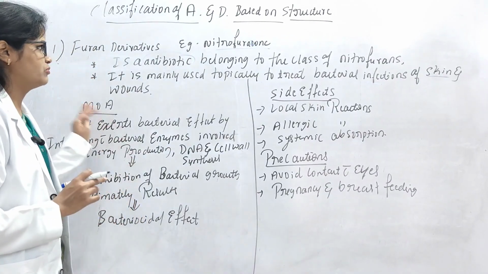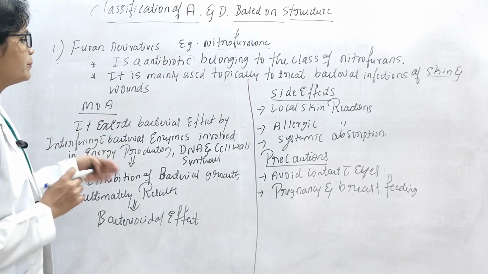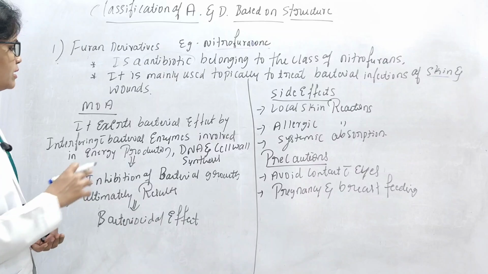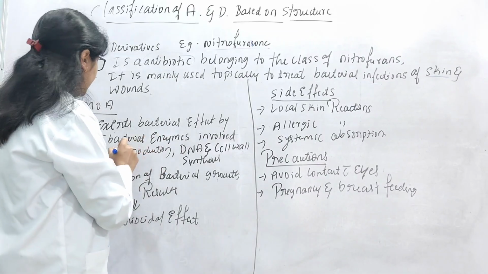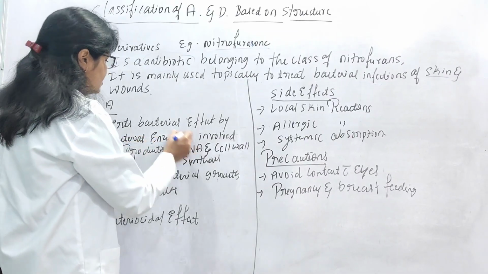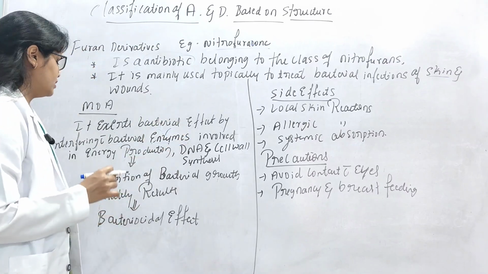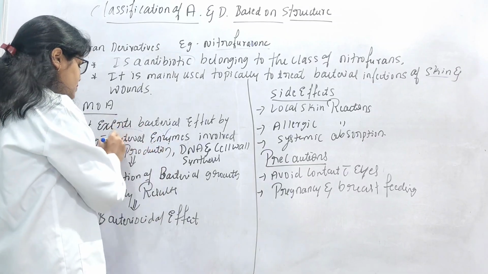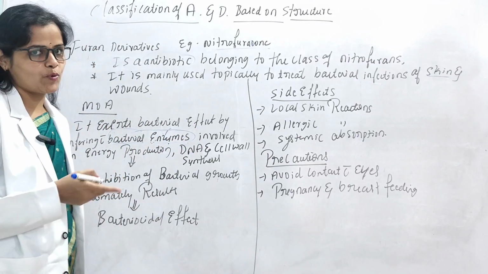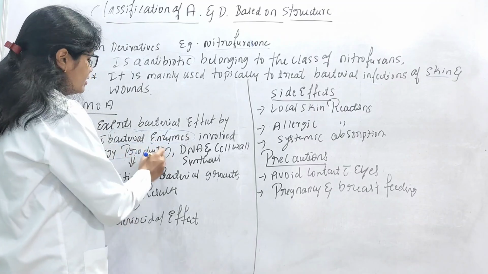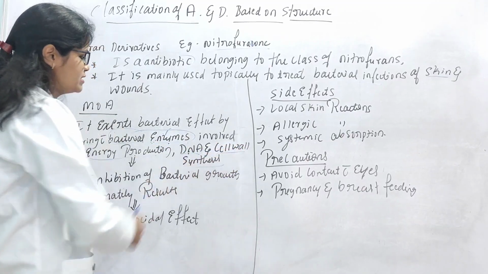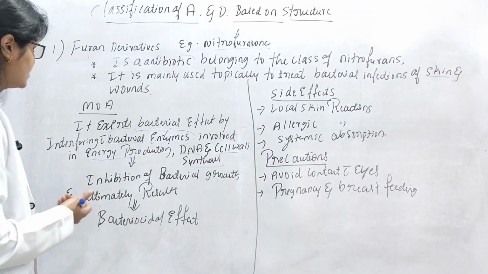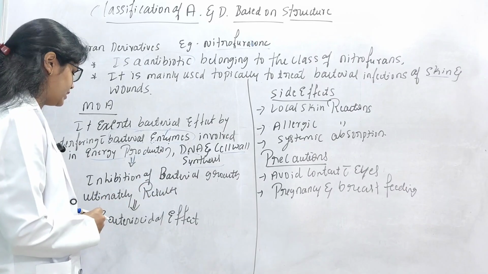So here the mechanism of action of this nitrofurazone is that it exerts the bacterial effect by interfering with bacterial enzymes. It exerts the effect by interfering with bacterial enzymes involved in energy production, DNA and cell wall synthesis. These bacterial enzymes help in energy production, DNA synthesis, and cell wall synthesis. Then the disruption of these bacterial enzymes may lead to the inhibition of bacterial growth and ultimately results.